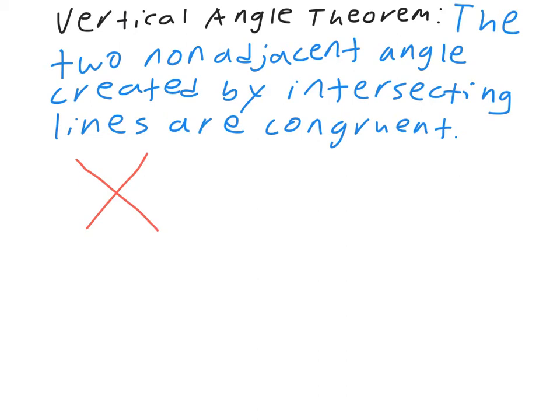So, looking here, this angle right here is adjacent to this angle and this angle, but it's not adjacent to this one. So that means this angle and this angle are congruent.